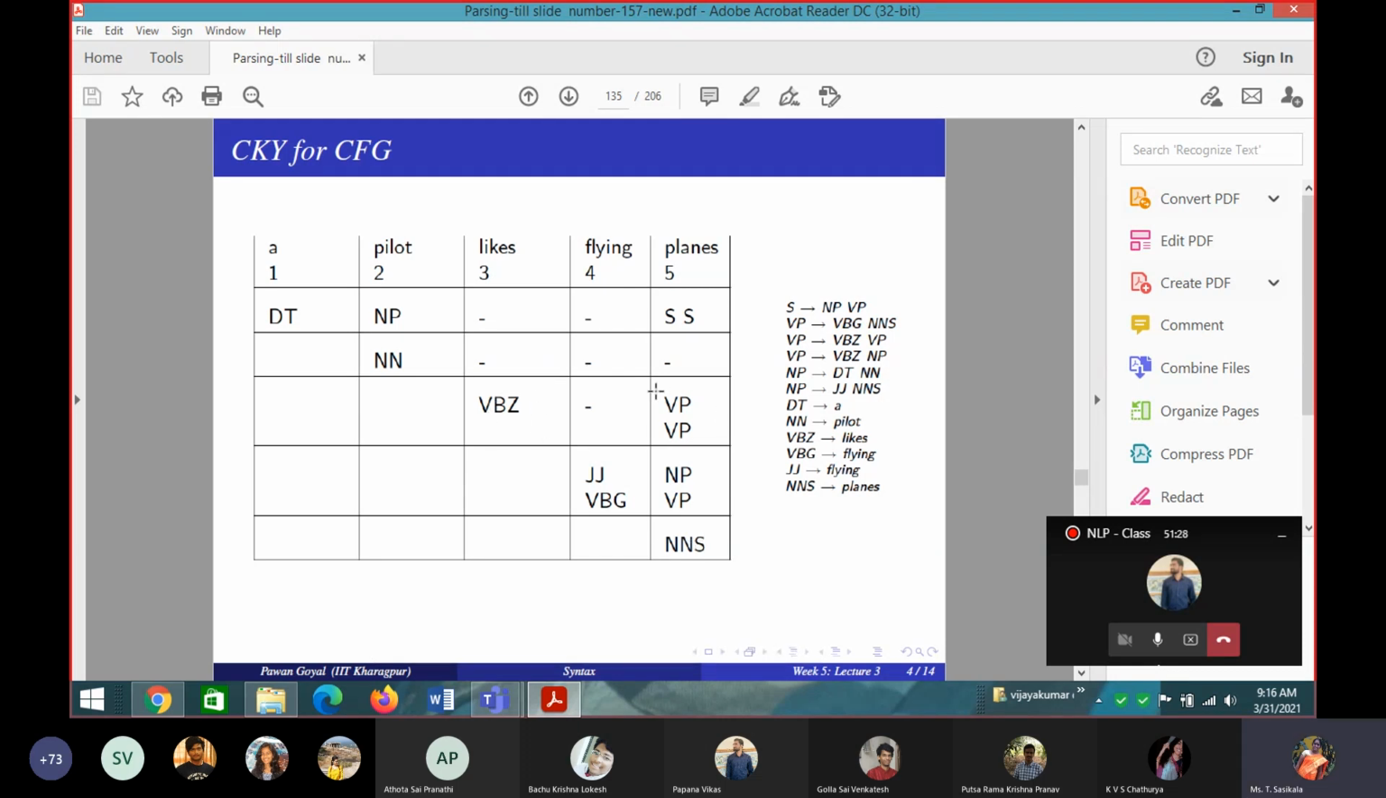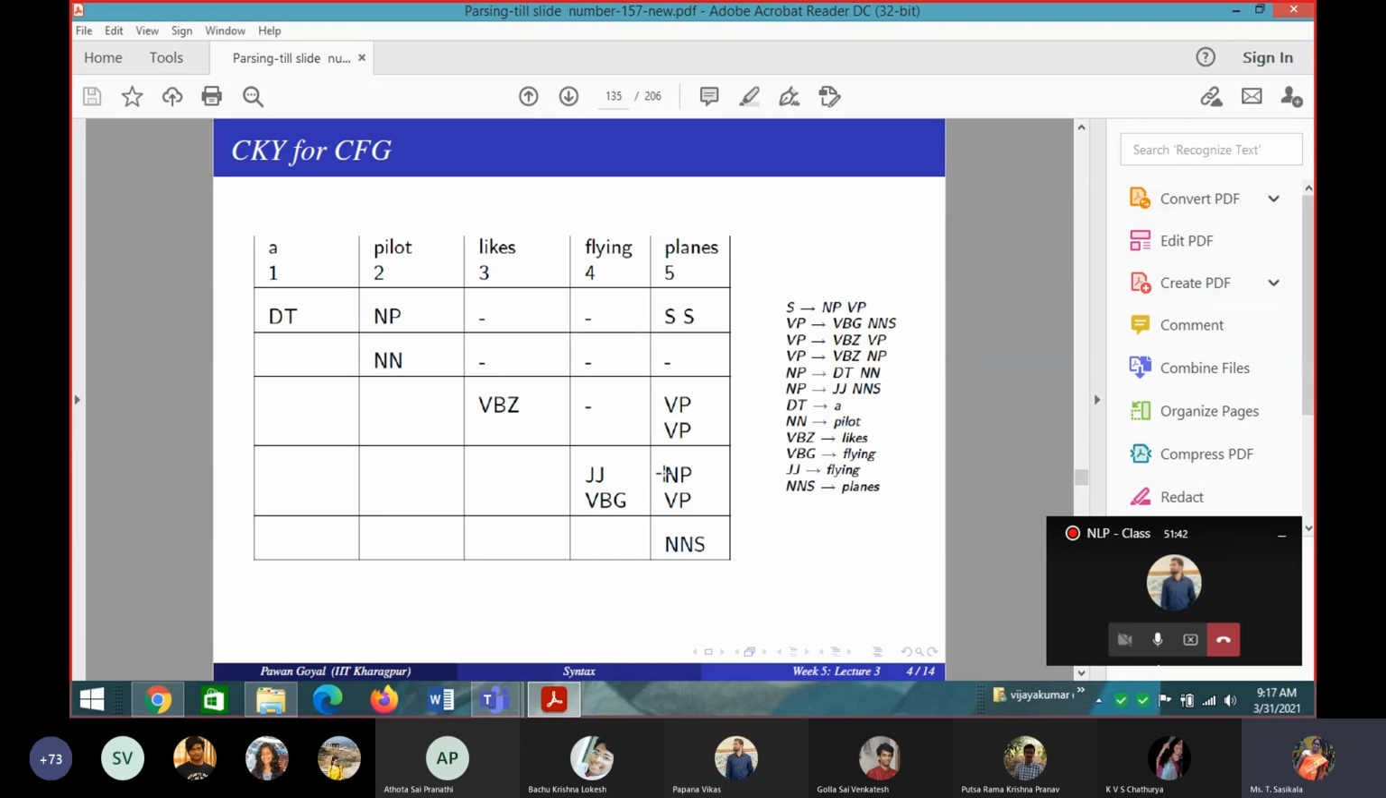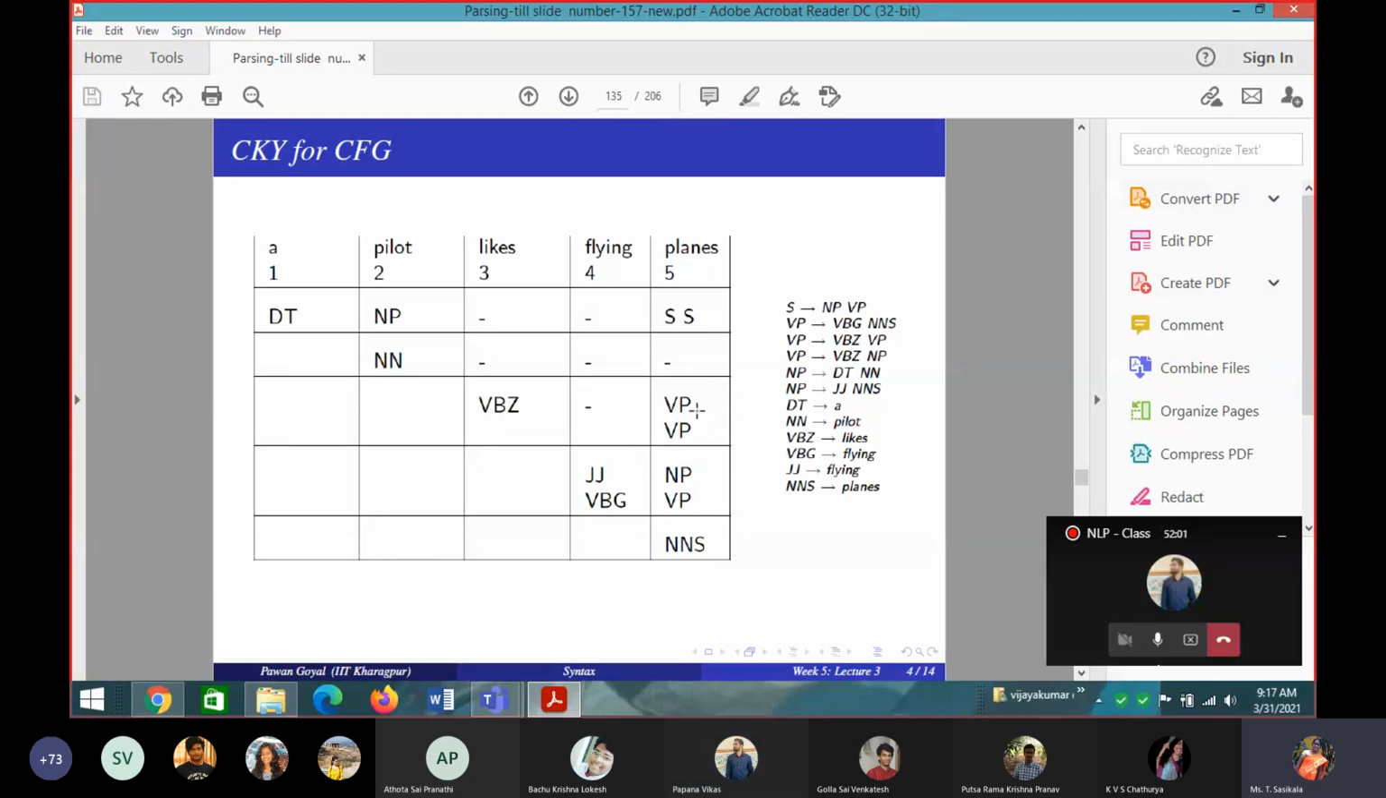Okay, when you are writing, consider this box. For this box, I have two on this side and two on this side. So first one, starting here: VPZ followed by NP. Anything is there? VP. Then again VPZ with VP, VP. So this is done. Next, I am considering this box with this box. Dash NNS. Nothing. So this is done.